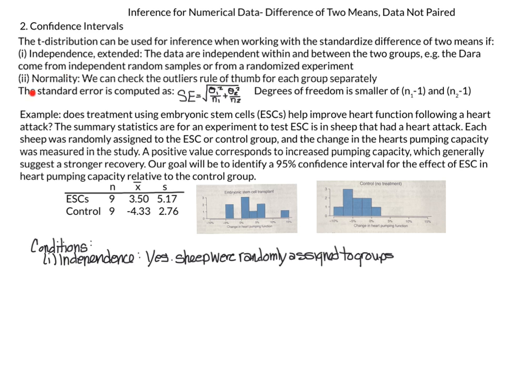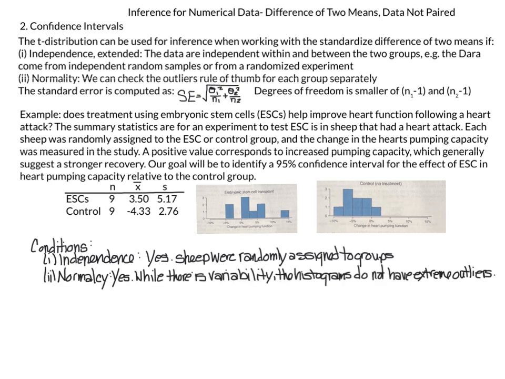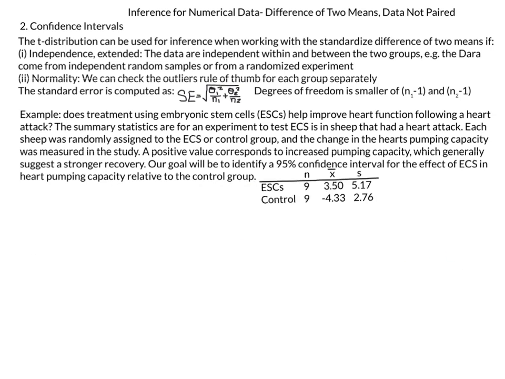And then second, looking at normality, we want to see if there are large outliers. And here, we can see there are no large outliers. There are gaps, but it's not like there's a single point off by itself. This is a little cluster of points. And here's another cluster of sheep, I guess. And so in this case, these would not be considered outliers. And here, everything looks very clumped together, so definitely no outliers there. So yes, while there is variability and even holes in the histogram, there are no extreme outliers.